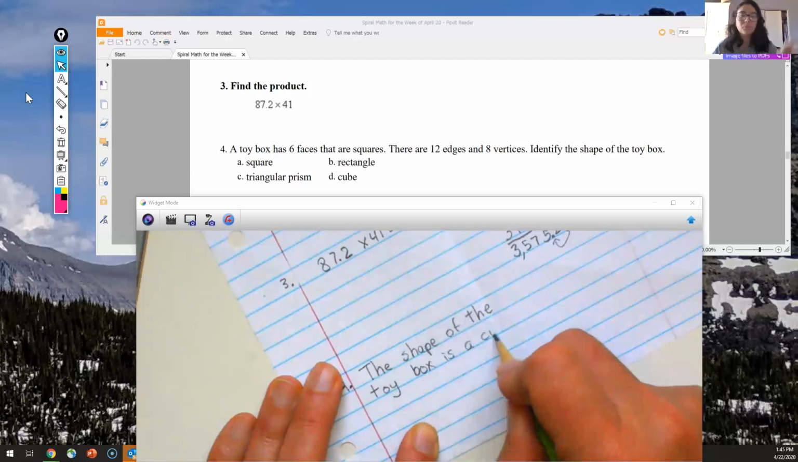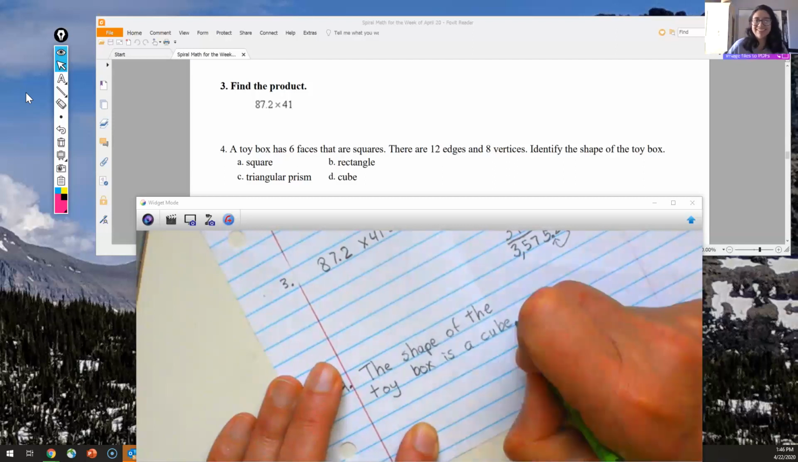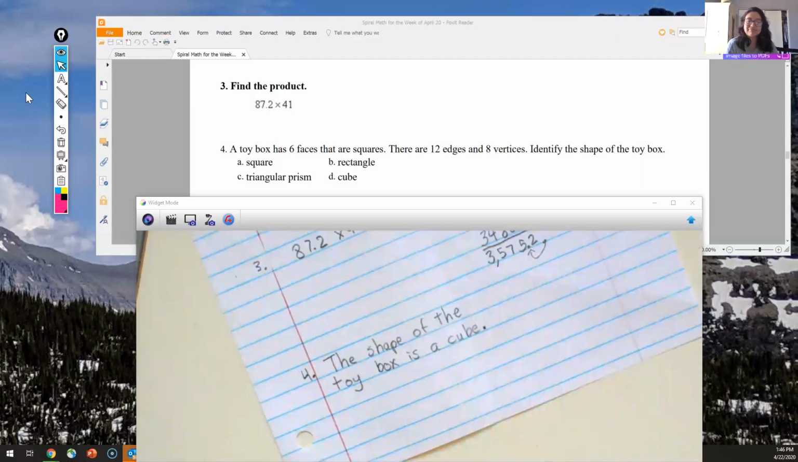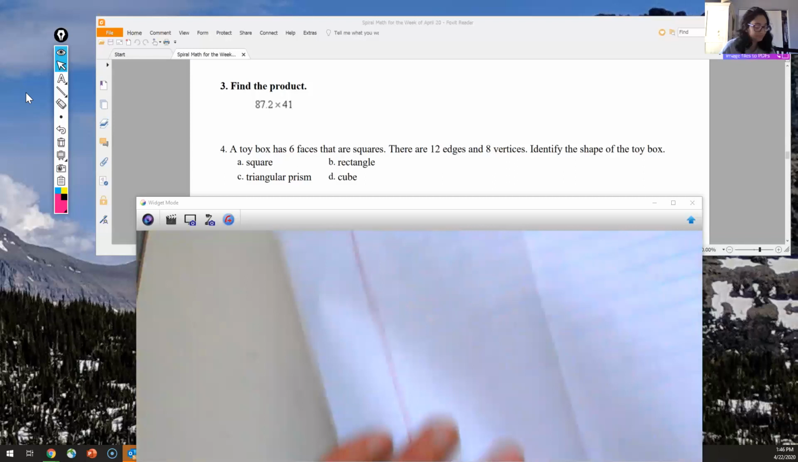Perfect. All right, so the shape of the toy box is a cube. And just remember, boys and girls, D is not an answer. The word cube is the actual answer. So make sure you write that in your answer sentence instead of just a letter. All right, let's go to number 5.